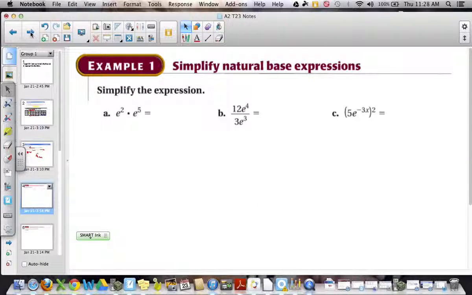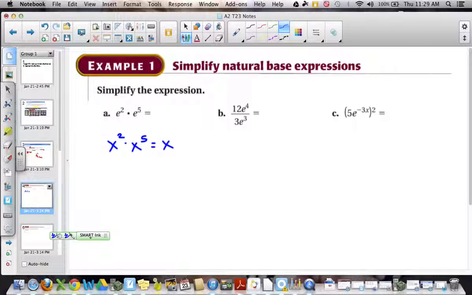All right, so working with e is just like working with any other number, because that's what e is. It's just a number, about 2.7. So when we work with e to powers, we work with it just like anything else to different powers. If I have e to the second power times e to the fifth power, just like if I had x to the second power times x to the fifth power, we just add those exponents. So it's x to the 2 plus 5, or x to the 7th. We do the same thing with e, so this is just e to the 7th power.